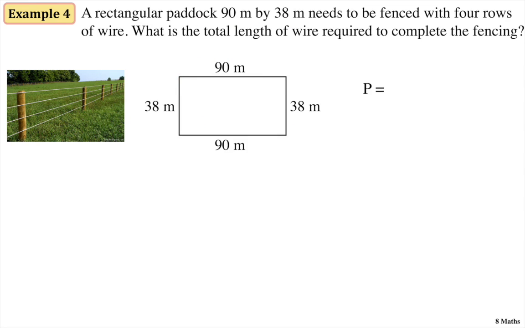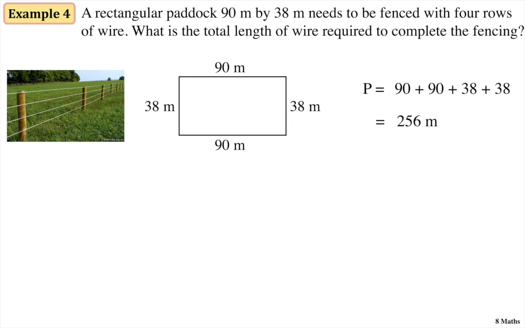So the perimeter is 90 plus 90 plus 38 plus 38. Doesn't matter about the order that I do them in. I could have written 2 times 90 plus 2 times 38. That's fine. When I add all of those up, I get 256 metres to go around the paddock. So I need 256 metres of wire to do 1 strand around my paddock.